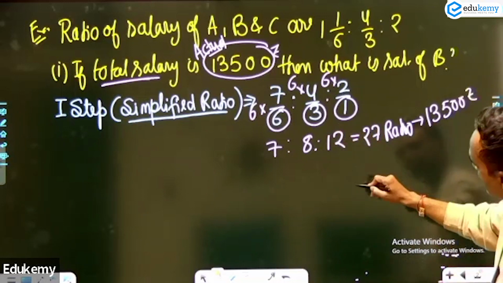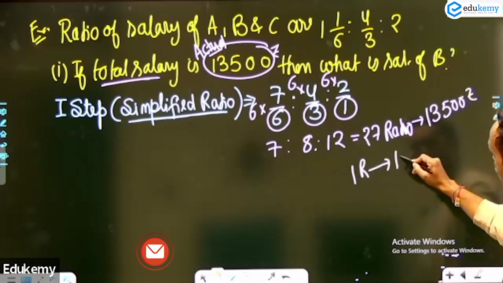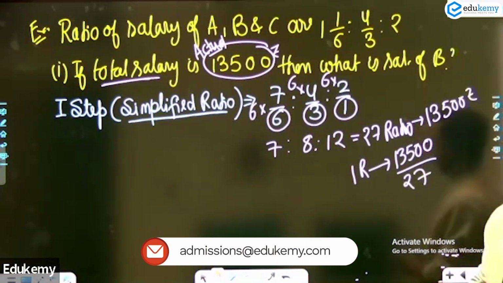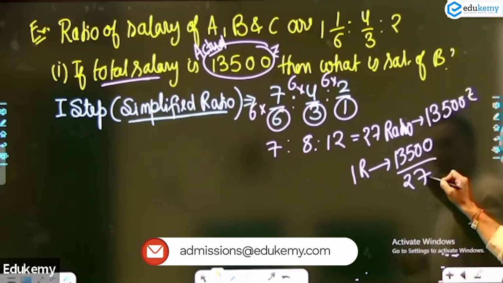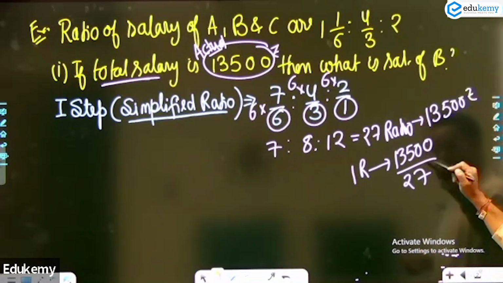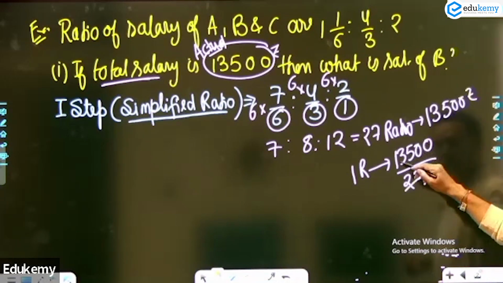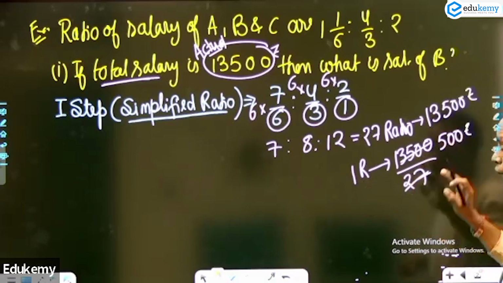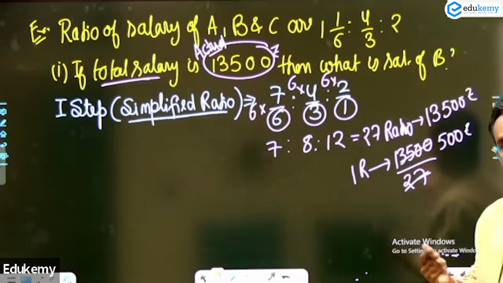So you have to write one ratio is equivalent to 13500 divided by 27. Got it? So 5 sevens are 35, 5 threes are 15, okay, it's 5 times. So 500 rupees. So can I say one ratio is equivalent to 500 rupees? Yes. It is called the equivalent method.